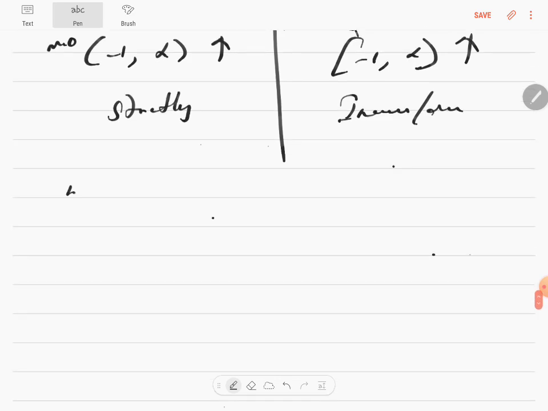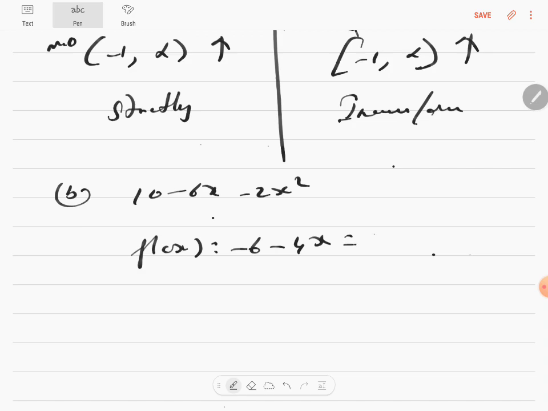So let's go to B. 10 minus 6x minus 2x square. This is f of x. f dash of x is equal to -6 minus 4x is equal to 0. Just take the minus 2x out. Sorry, you can't take a 2x out. You have to take a 2 out. Minus 2 has to be taken out, so you get 2 times x plus 3.